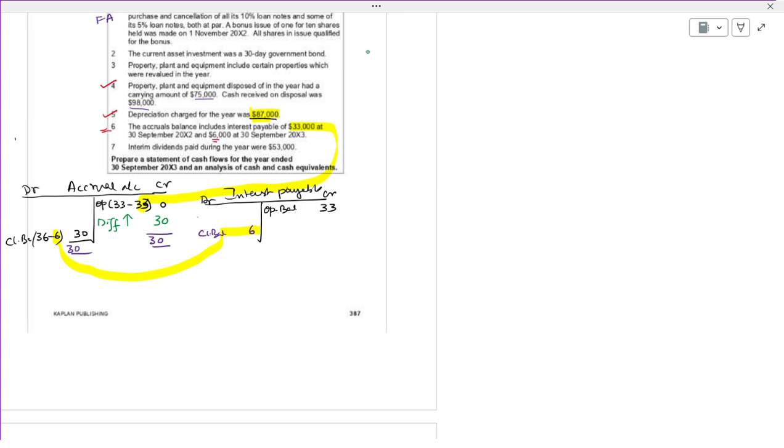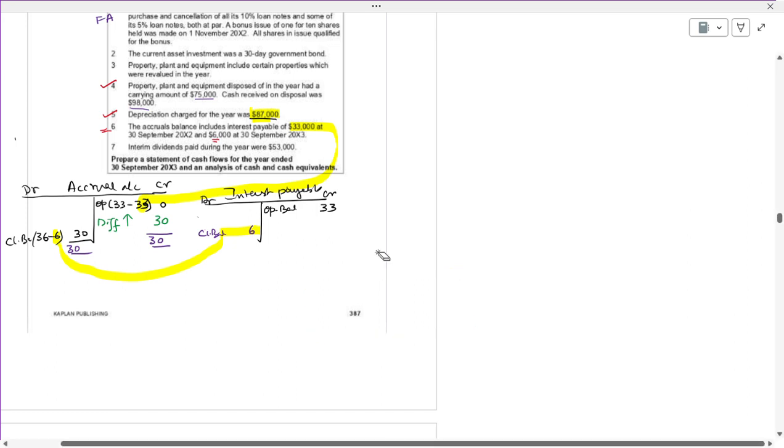If liability increases, what will happen to cash? Cash will increase. Rule 1, 2, 3, 4: if liability increases, cash will increase. Write down the rules on a separate paper. If you have yellow sheets, write the rules on the yellow sheets.